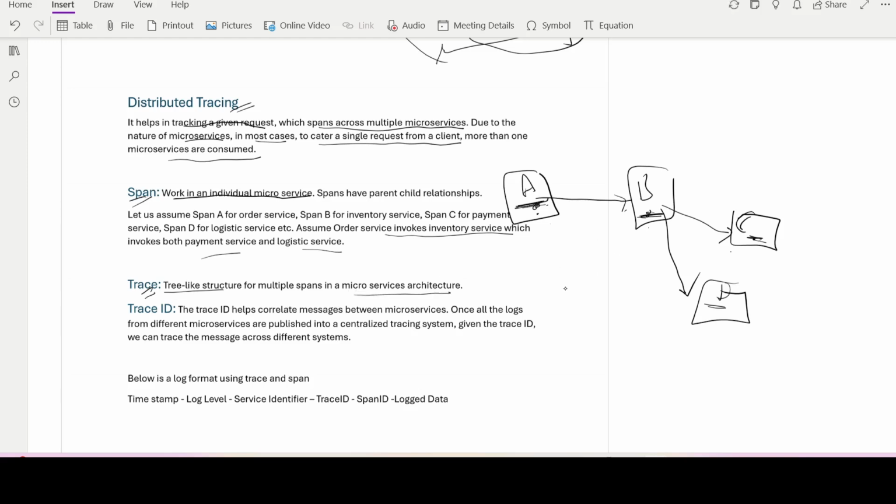So what does the tree look like? It is a tree like A, B, and two Cs. The parent of C and D is B, and the parent of B is A. So it's like a tree structure.